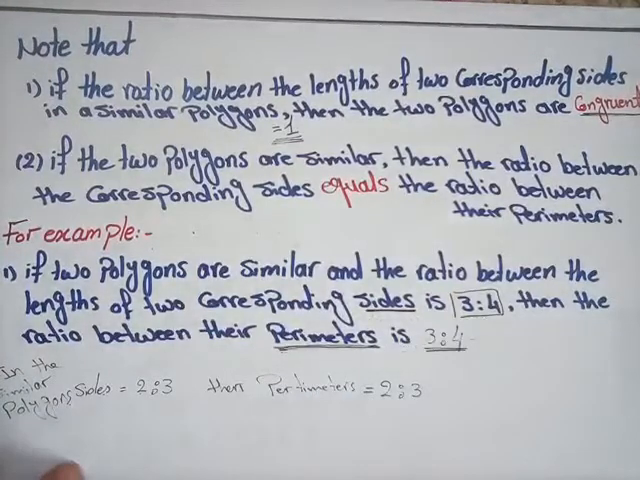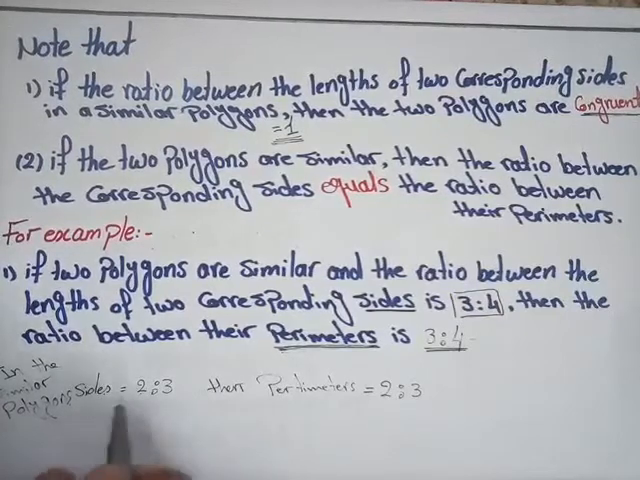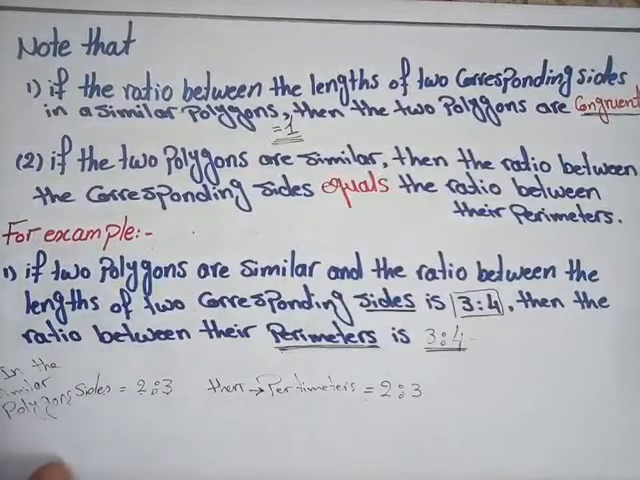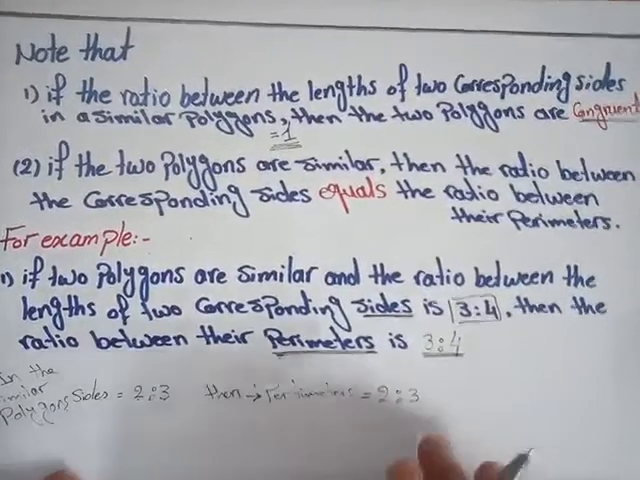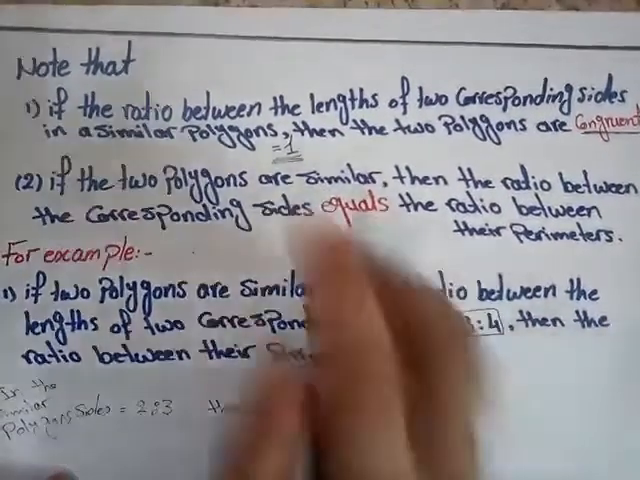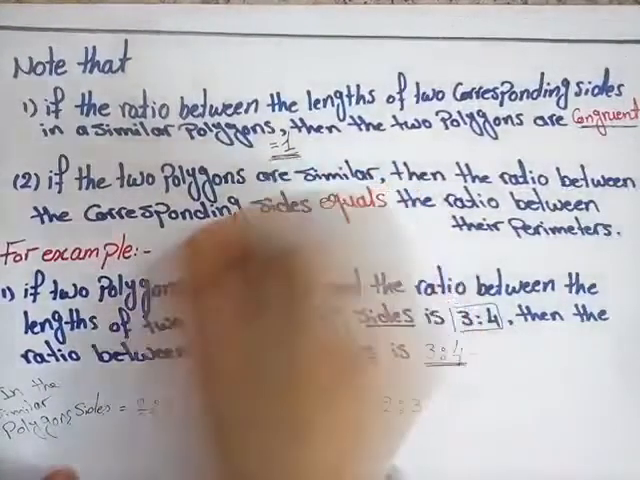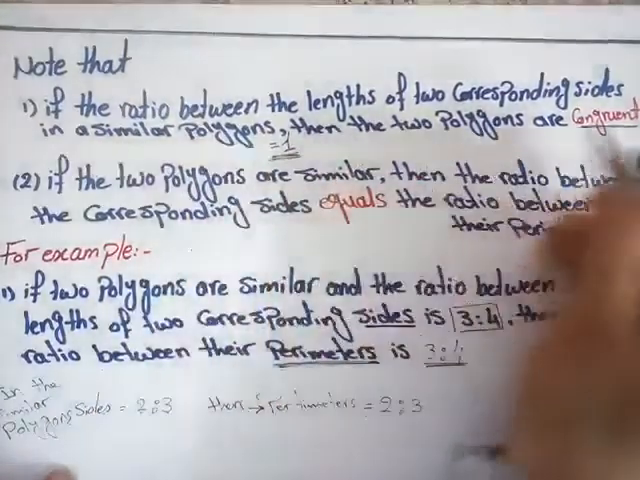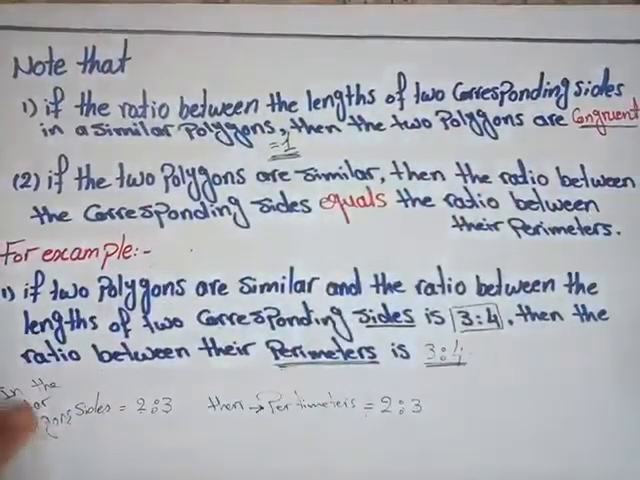For example, if the ratio between the corresponding sides in similar polygons is 2:3, then the ratio between their perimeters equals 2:3 also. If we find the enlargement ratio and it equals 1, then the polygons are congruent.